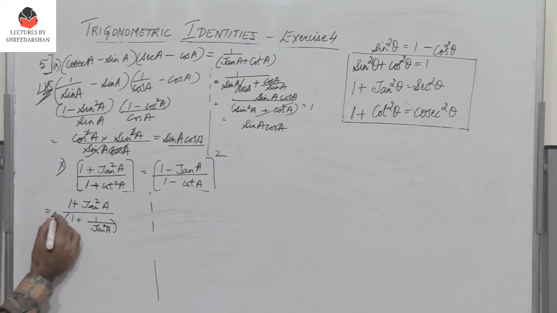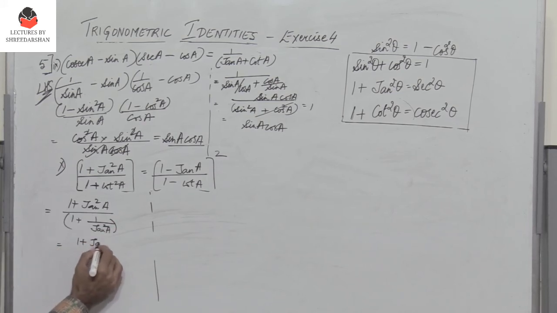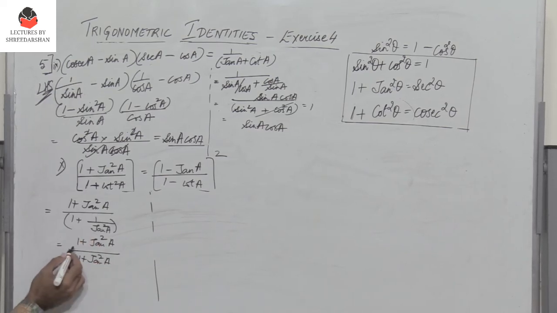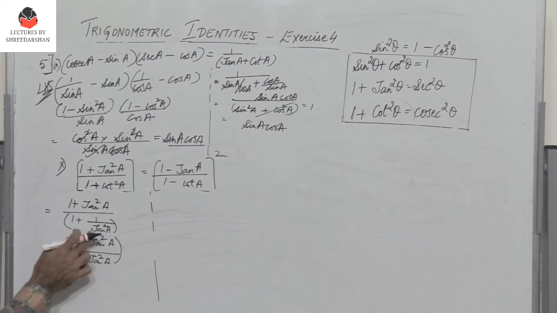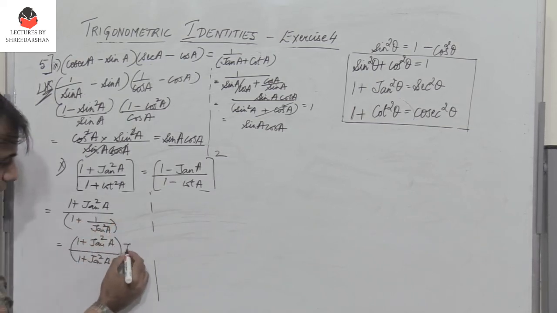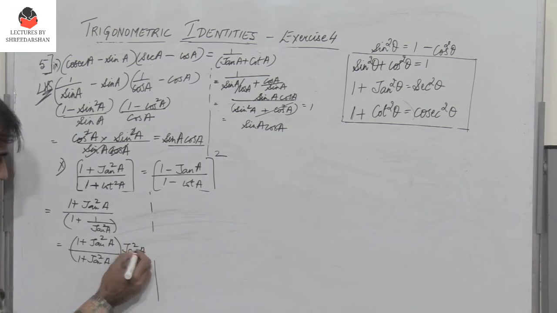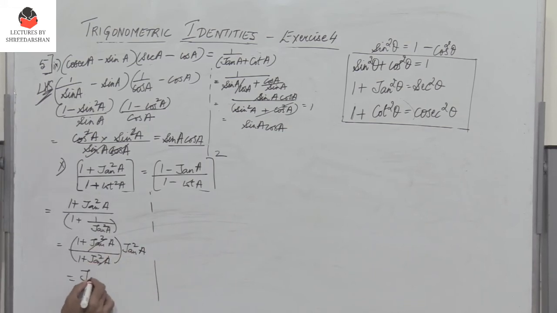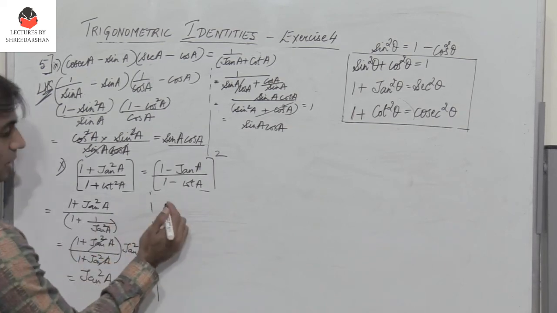So here if I take the LCM, I get 1 plus tan square A, so this is 1 plus tan square A, right? 1 plus tan square A, and I have tan square A, I'll take it to the numerator, so I get tan square A. So these two will get cancelled, so the answer is tan square A. So when I simplify the LHS, I get tan square A. So now let me simplify the RHS.